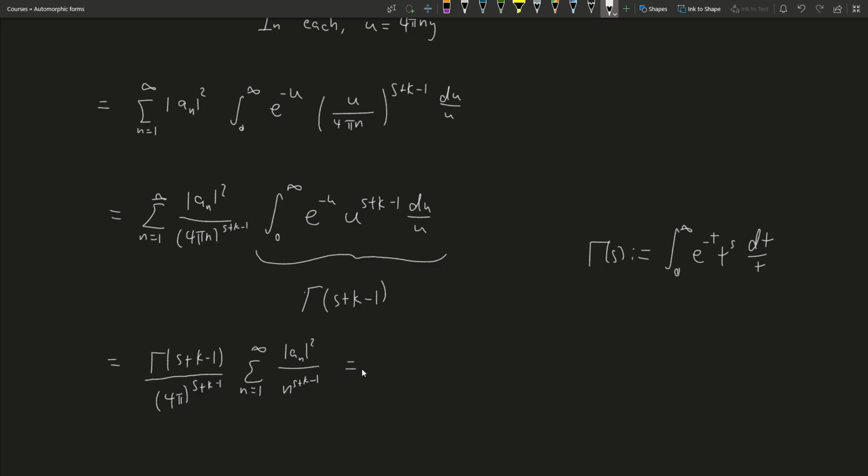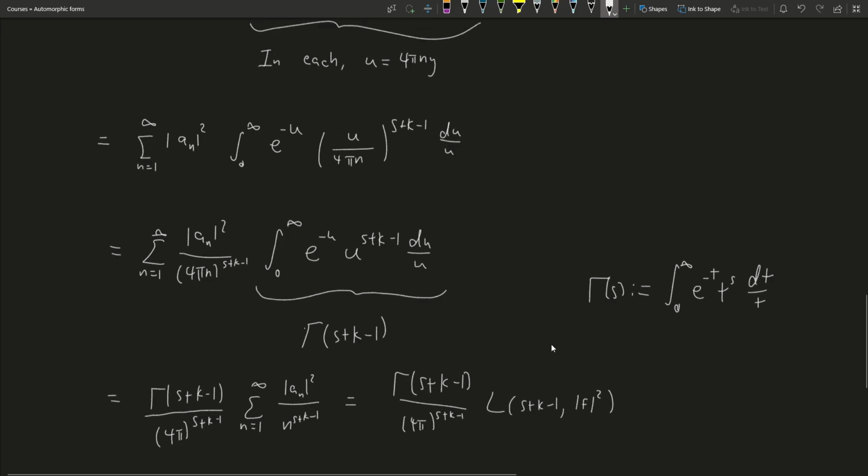So if you want, you can write this as gamma of s plus k minus 1 over 4 pi to the s plus k minus 1 times the L function evaluated at s plus k minus 1, and then here I'm just going to write f squared to mean that we're taking these Fourier coefficients. This notation is not what people usually use, but it's just to emphasize that this is the value of some L function in this case.